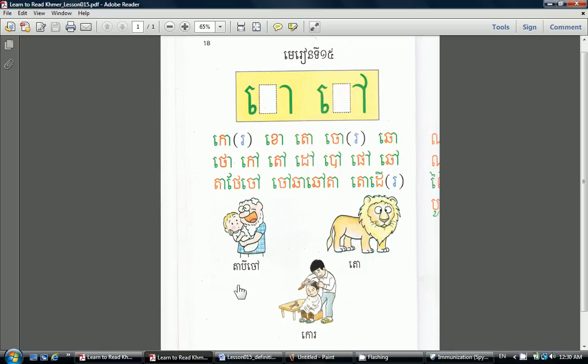This first picture reads ta bay chau, which means grandfather carries grandchild. The second picture reads tao, which means lion. And the third picture here reads cow, which means to shave. Okay, so we have now completed lesson 15.